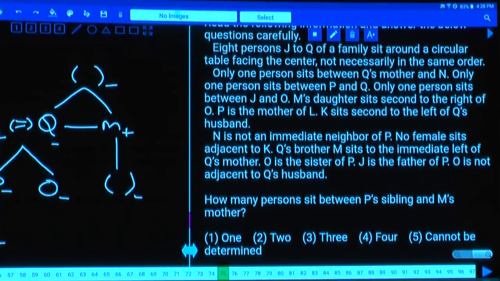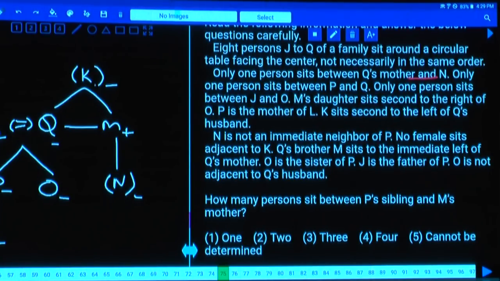If N is here, Q will be here. As K will be here, if K is here, then what else is left over? L is left over. Can we identify that relation here? P is the mother of L, and only one person. Clear now? Now this is the family tree. 1, 2, 3, 4, 5, 6, 7 and 8. As of now we cannot determine the gender of this L.